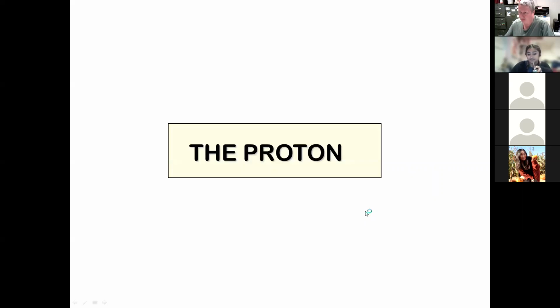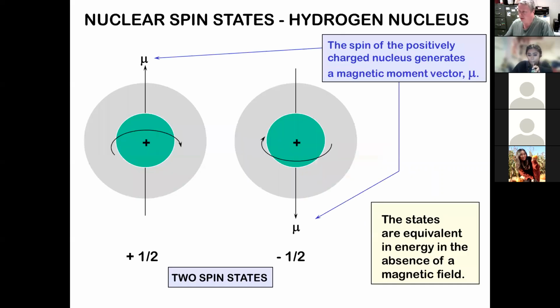The proton. We start with the proton. These are the 2 spin states, plus 1/2, minus 1/2. And so the atom is kind of spinning one direction or spinning another direction. That's the way to think about it. And the states are equivalent in energy. So it's like you have a 50-50 mixture of the 2 spin states, right? These are equal in energy in the absence of a magnetic field.